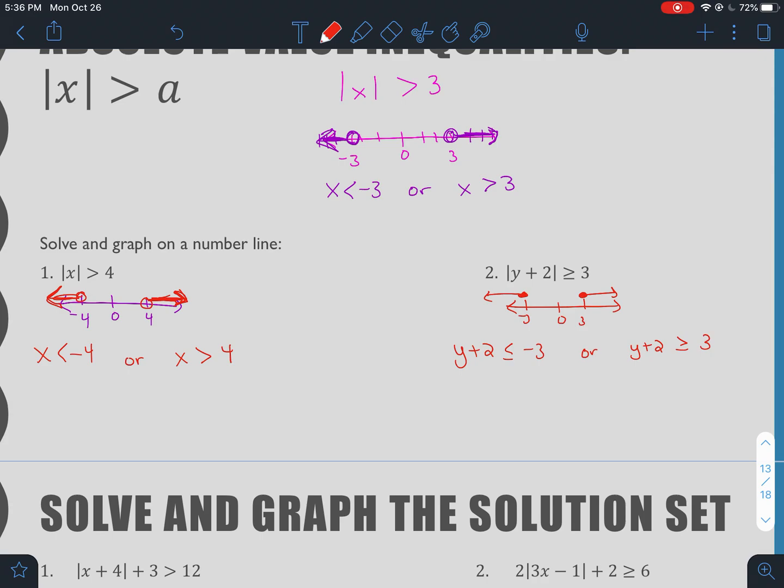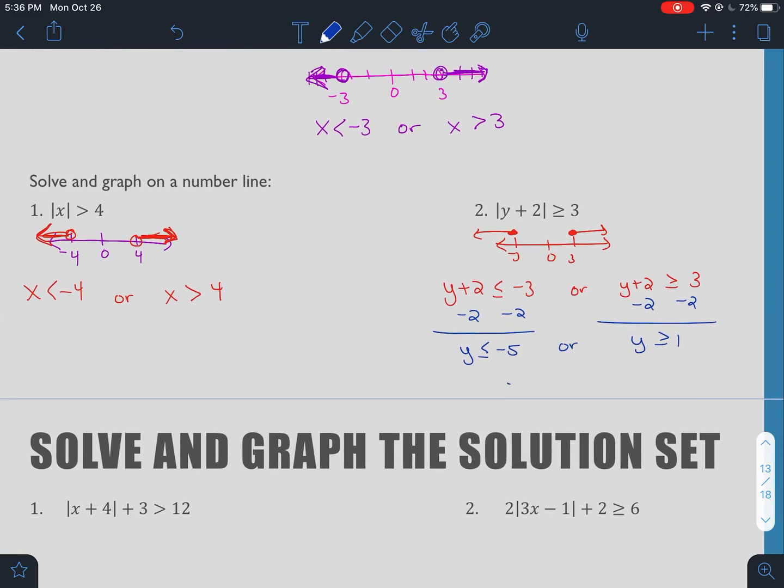So I'm going to write the expressions separate, and then I'm going to subtract 2, and I need y to be less than or equal to negative 5. And I'm going to subtract 2 and subtract 2, and I need y to be greater than or equal to 1. And this is an or. So y has to be less than or equal to negative 5, or greater than or equal to positive 1. So that would be my solution and my solution graph.